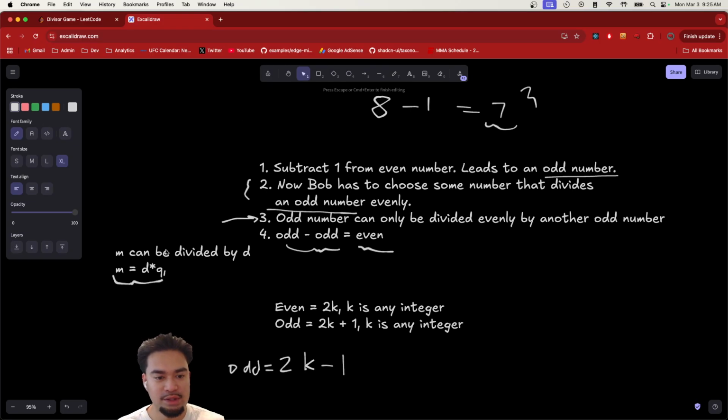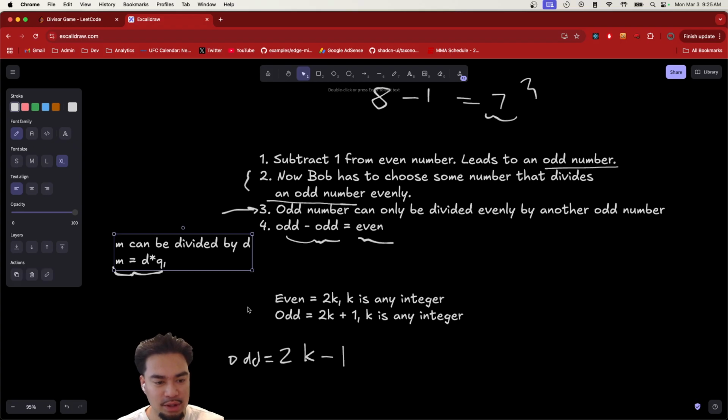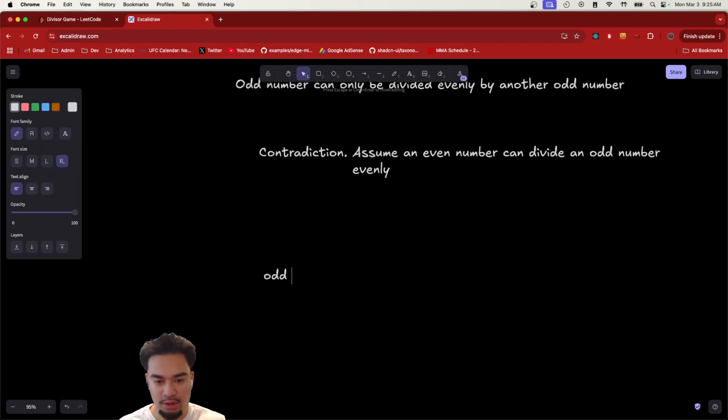Say we have this odd number m, and we say that m equals d times q, and we're assuming that d is an even number. So let's replace d with the even form: d equals 2k. So we're saying it's some random even number.